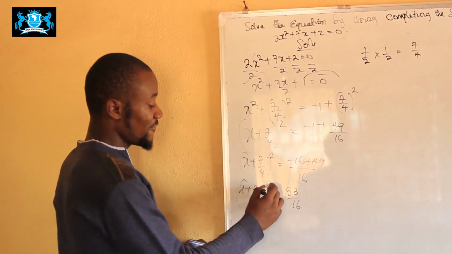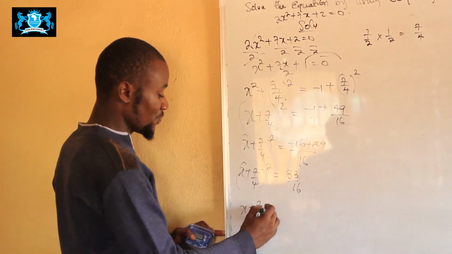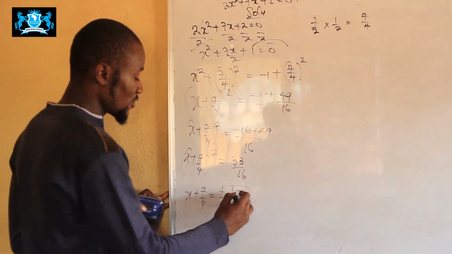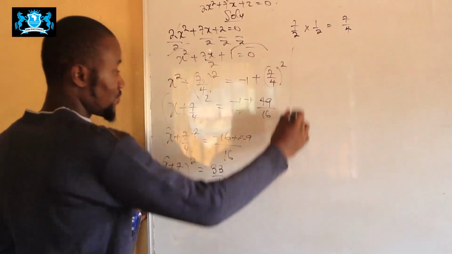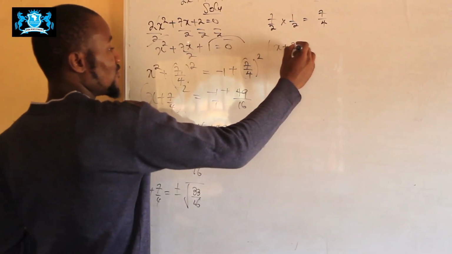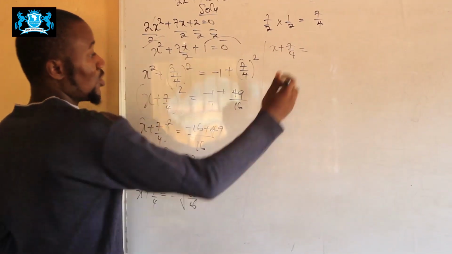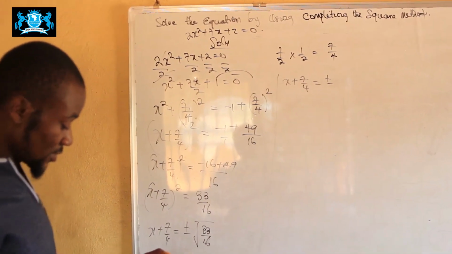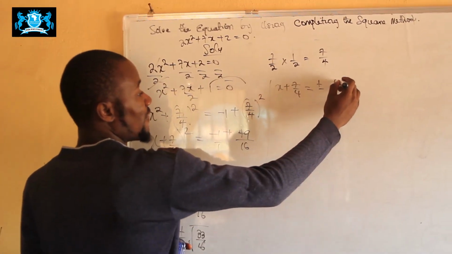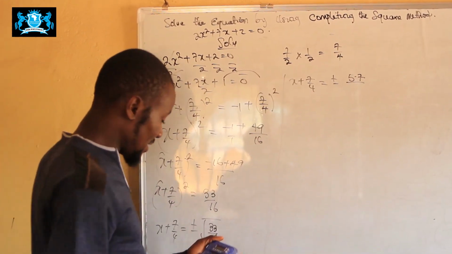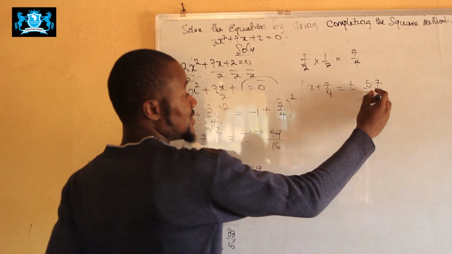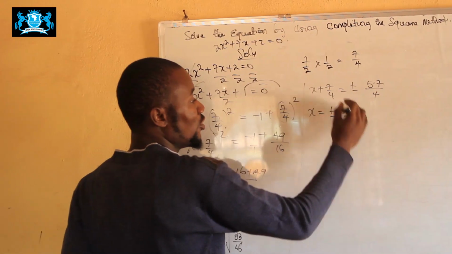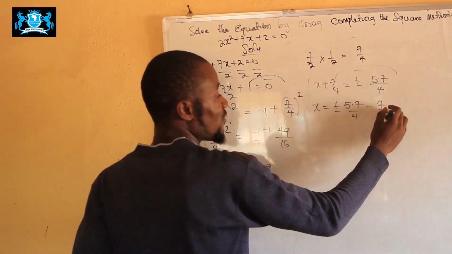So now you have x plus 7 over 4 is equal to the square root, crossing the equality sign, changing from square to square root. So you have the square root of 33 over 16. You now have x plus 7 over 4 is equal to plus or minus the square root of 33 over the square root of 16. The square root of 33 is 5.7 to 1 decimal place, and the square root of 16 is 4. So you have x is equal to plus or minus 5.7 over 4, and this 7 over 4 goes to the other side as minus 7 over 4.